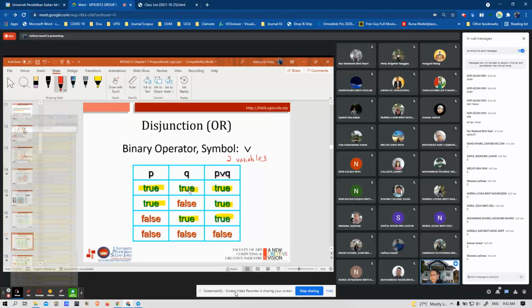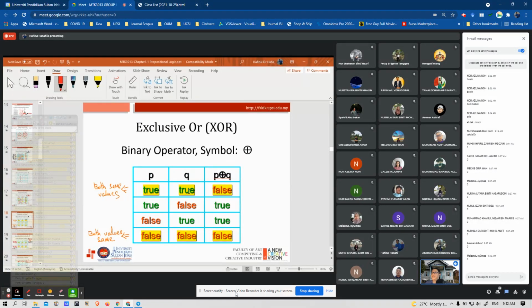Okay, and then we have binary operators. Or: 1 plus 1 equals 1, 1 plus 0 equals 1, 0 plus 1 equals 1, 0 plus 0 equals 0. Okay, 1, 1, 1, 0. This one is all based on two variables here.